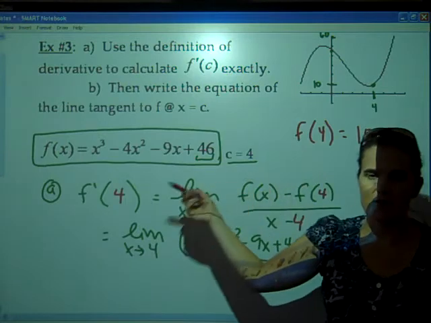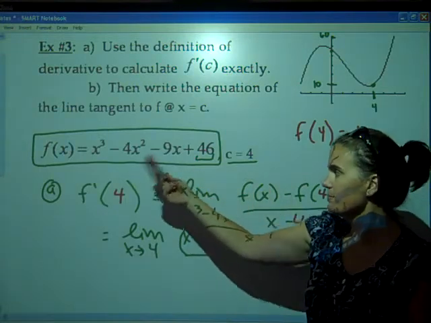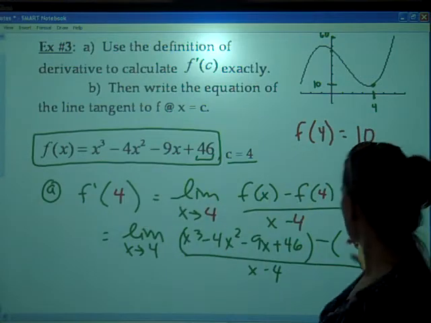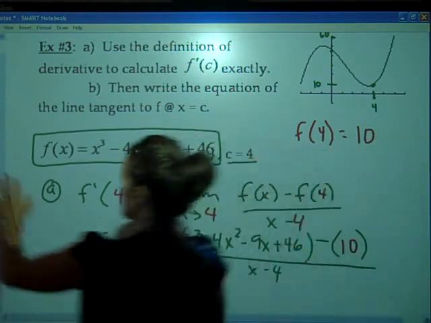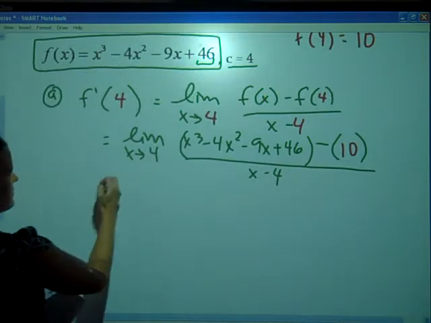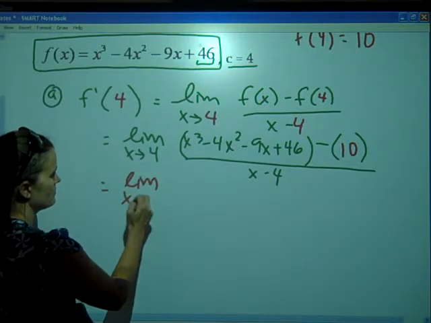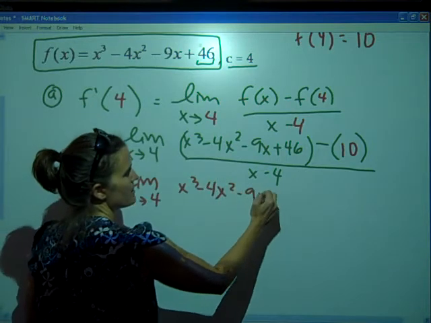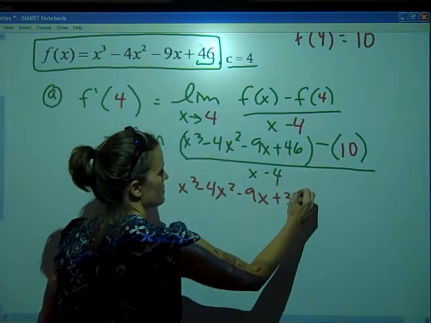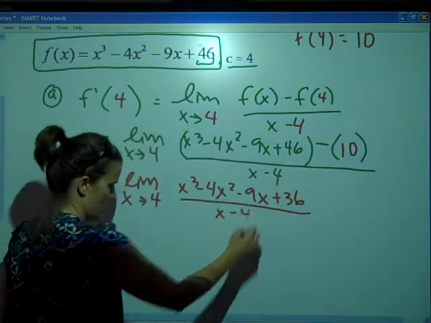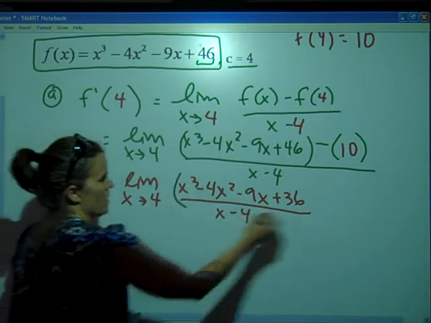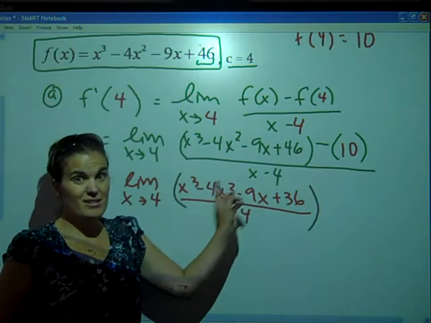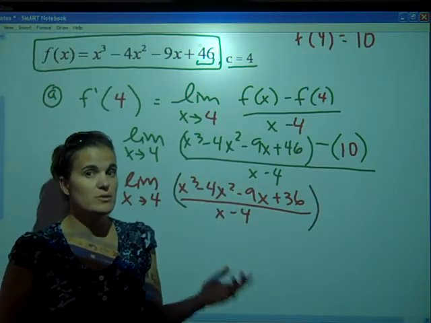If you need to use your calculator for that, feel free to, or plug it in and make sure you get 10. So that was this guy here, plus 10. And so we're left with the limit as we approach 4 of x cubed minus 4x squared minus 9x plus 36 divided by x minus 4. So again, at some point right now, you should plug in 4 and see what you get. If you did it right, you get 0 over 0. Indeterminate form, we need to do something else.